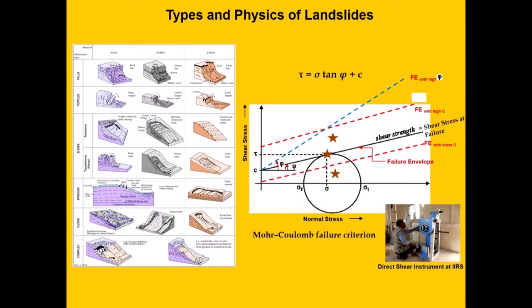There is a graph that I call the physics of landslide. This is basically a tug of war between the normal stress and the shear stress, and if the normal stress is too much, then it compels the shear stress to go beyond the shear strength limit, and the landslide happens. This is called the Mohr-Coulomb failure criterion, and we are going to understand it in detail tomorrow, not today.